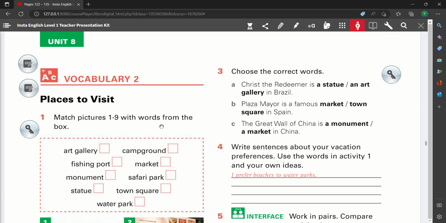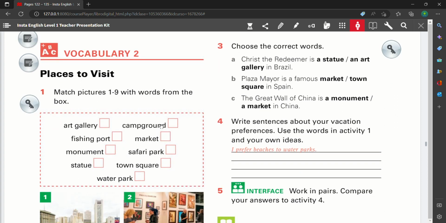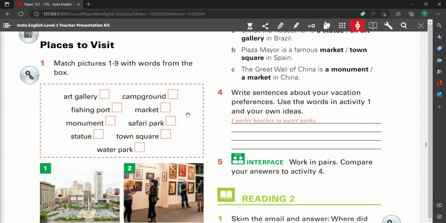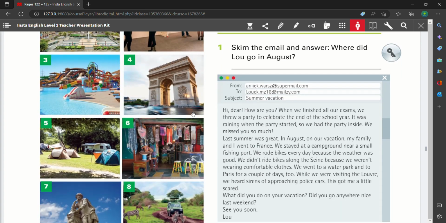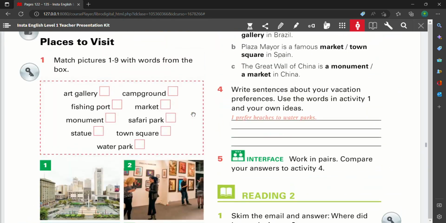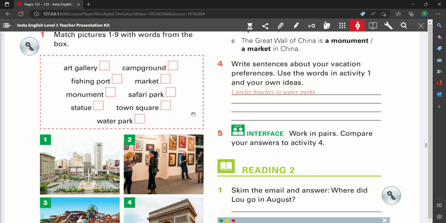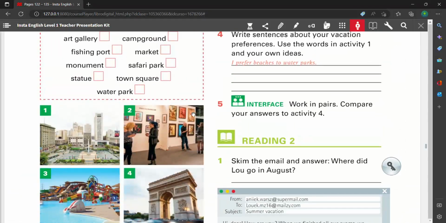And finally, we have this page with vocabulary, places to visit. So the idea here, for example, is to see some places. Art gallery, campground, fishing port, market, monument, safari park, statue, town square, and water parks. So you listen to me and practice. Then you can match the pictures with the vocabulary, and then we're going to practice.